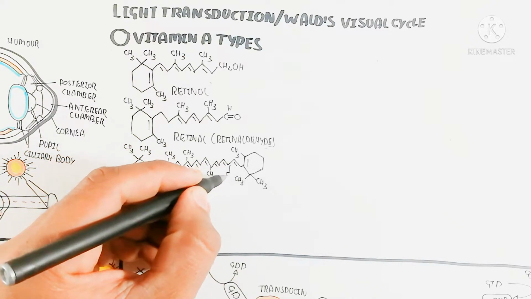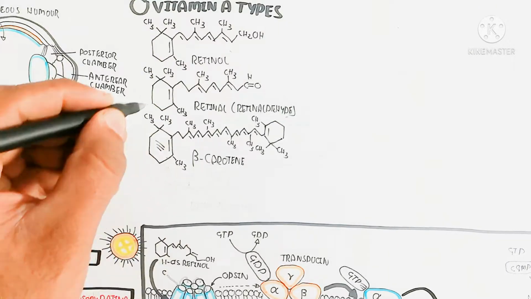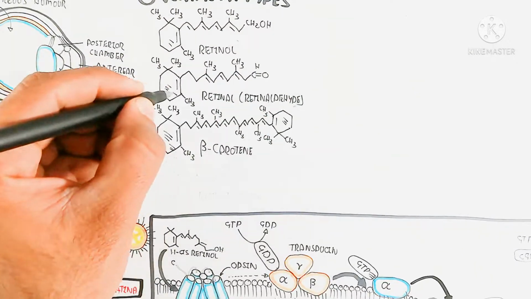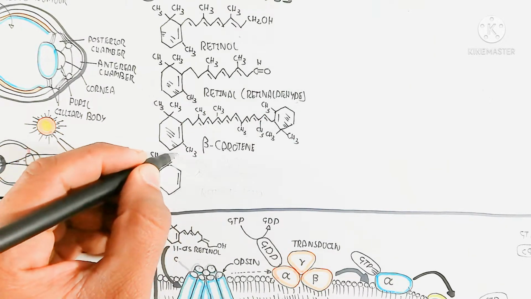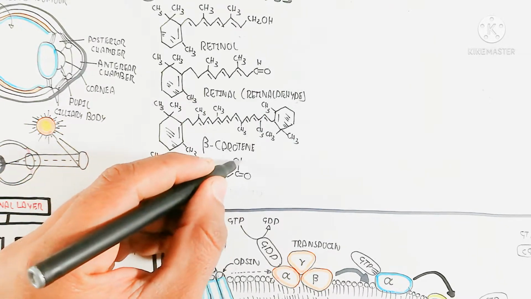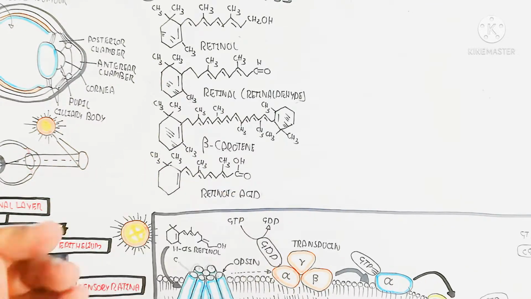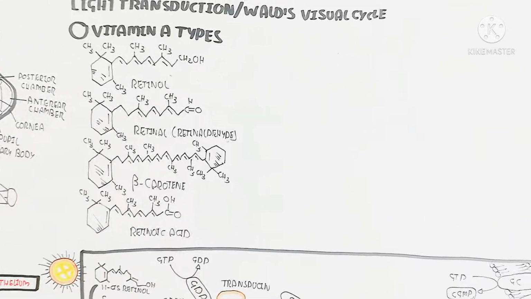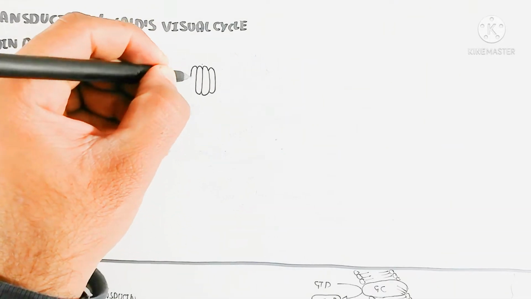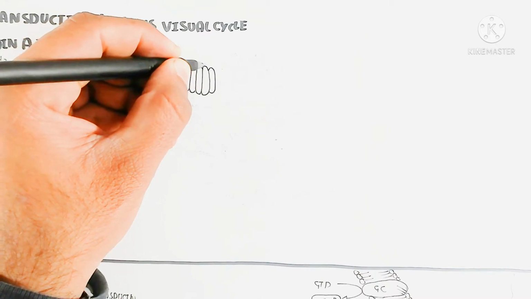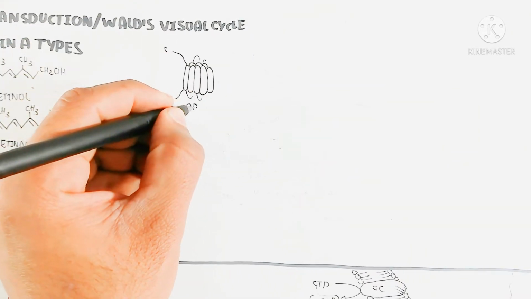So in this way the retinaldehyde is present, and here you can see this is the beta carotene. These two hydrocarbon rings are known as beta carotene, which is present in the carrot. So that is why we call it beta carotene. Here retinoic acid is also produced. This has a carboxylic group attached to this vitamin A.